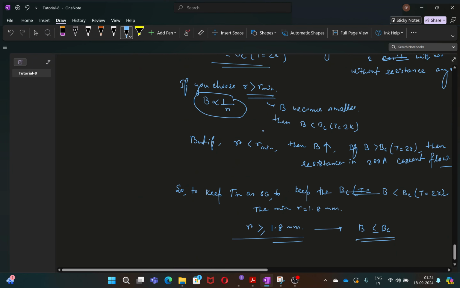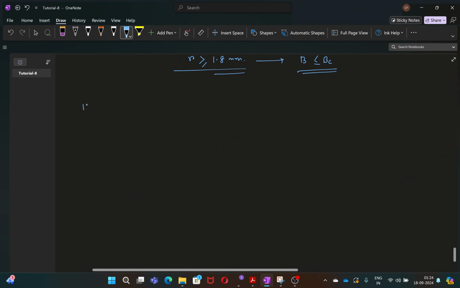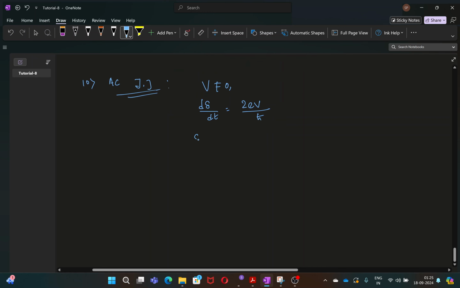So this is a Josephson junction problem, and also this is AC Josephson junction. We have already discussed in detail about Josephson junction and Josephson effect, and in the last tutorial you can follow that. There we have learned that if there is a non-zero bias voltage applied, V not equal to 0, then it becomes an AC Josephson effect, because in that case the change in phase with time, d delta dt, equals 2eV by h cut, where V is the bias voltage.